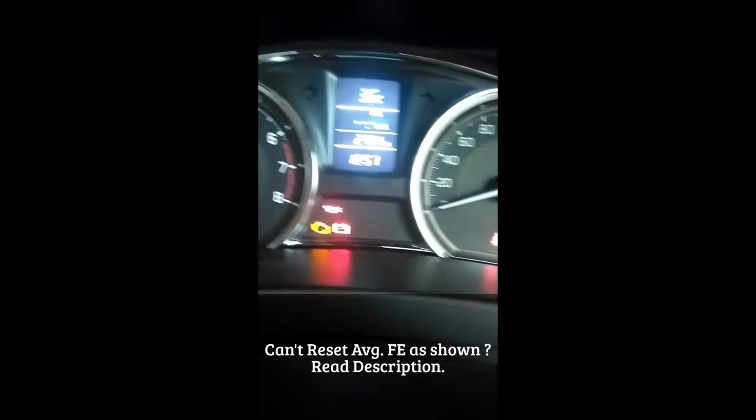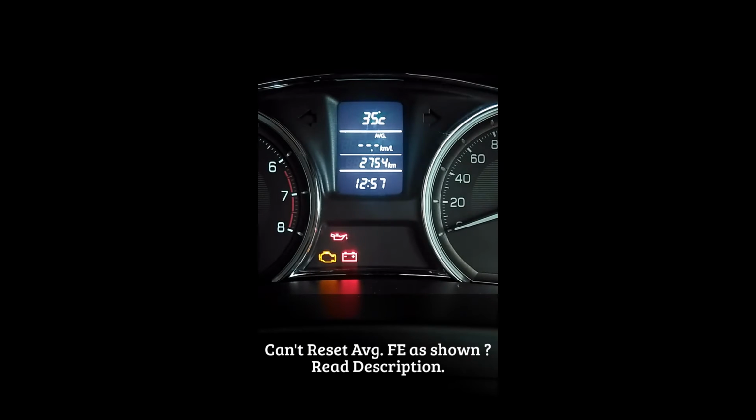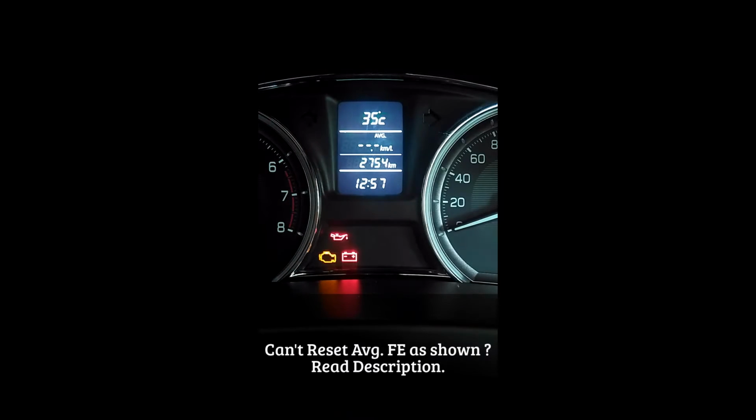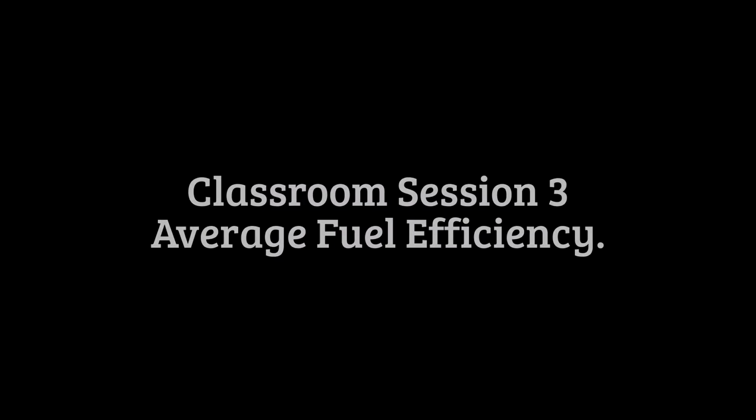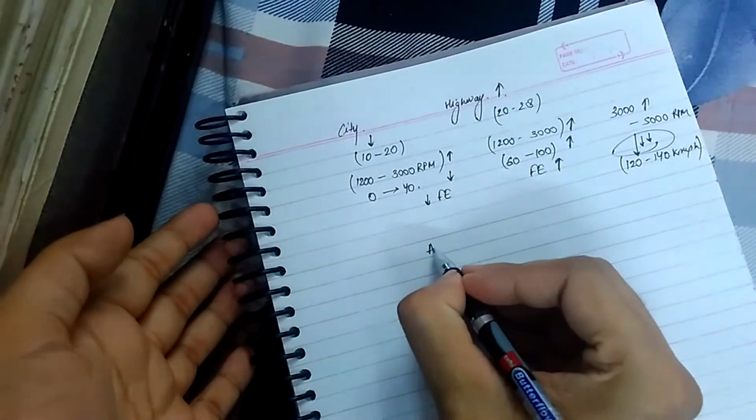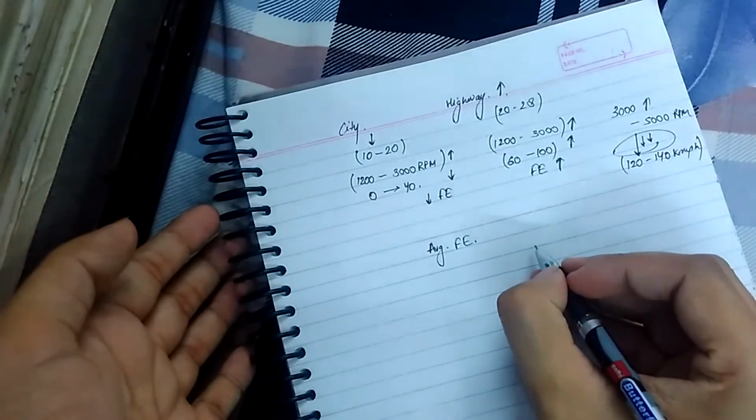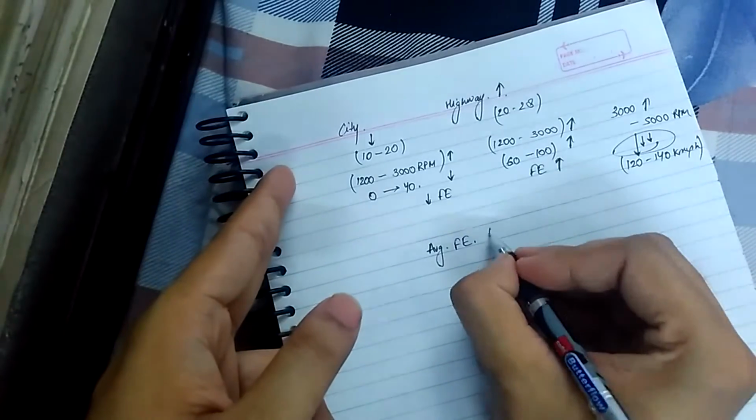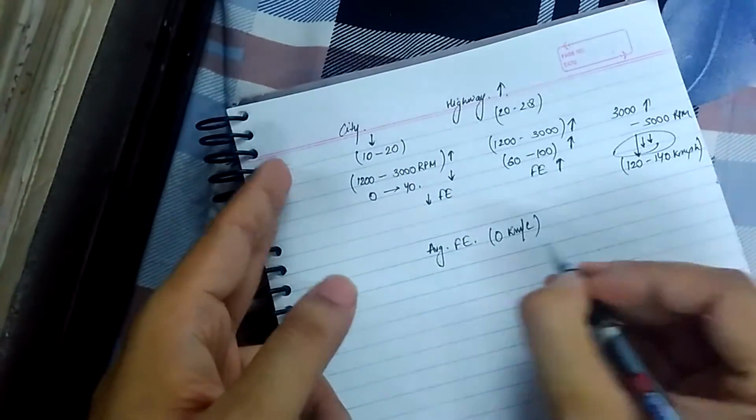So now let's talk about the fuel efficiency meter, how it works. This is quite a complex thing, but I'll be trying to make it quite easy for you. Let's go to the classroom again. Let's talk about the average fuel efficiency. Suppose your average fuel efficiency meter was at 0 kilometers per liter when you bought a new car.